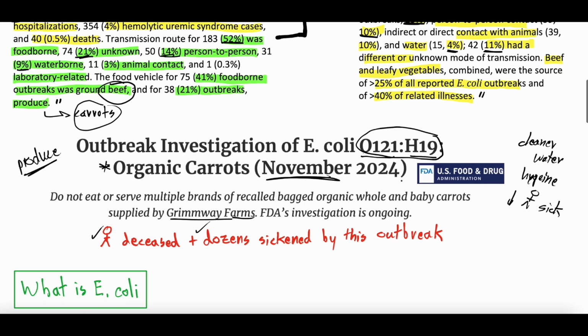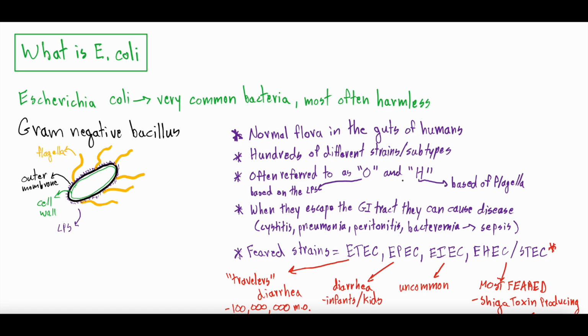All right, so what is E. coli now that we've talked about all these outbreaks? Well, E. coli actually stands for Escherichia coli. That's what the E stands for, Escherichia. And then coli. It's a very common bacteria, in comparison to virus, fungus, parasite. It is a bacteria, and as we know, bacteria often are responsive to antibiotics, unlike some of these other microbes. So it's a very common bacteria.